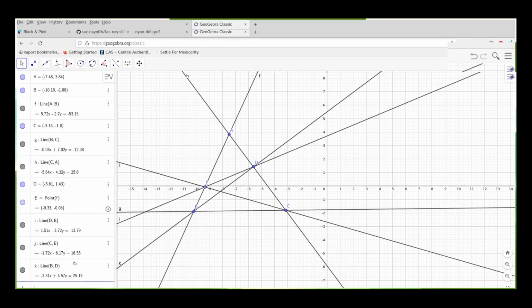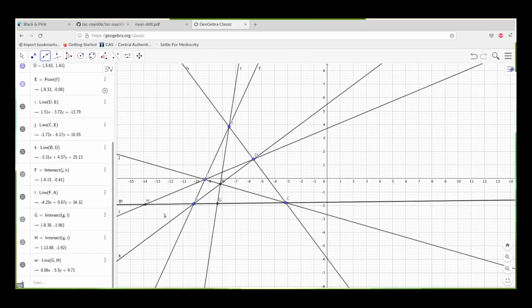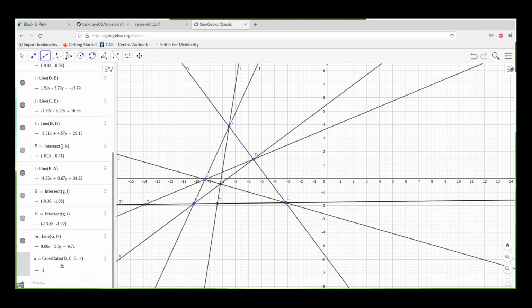So I'll go through the Ceva-Menelaus configuration first. What that means is these four points along the horizontal line form a cross ratio of negative one, also known as a harmonic bundle. And harmonic bundles are like a third of projective Olympiads. So this is the Ceva-Menelaus configuration, where the four points along the horizontal line have a cross ratio of negative one.